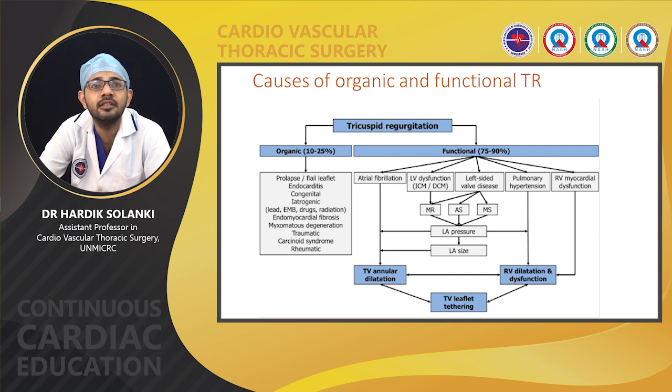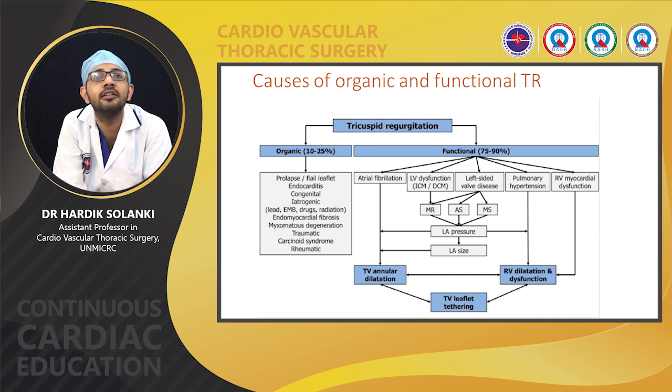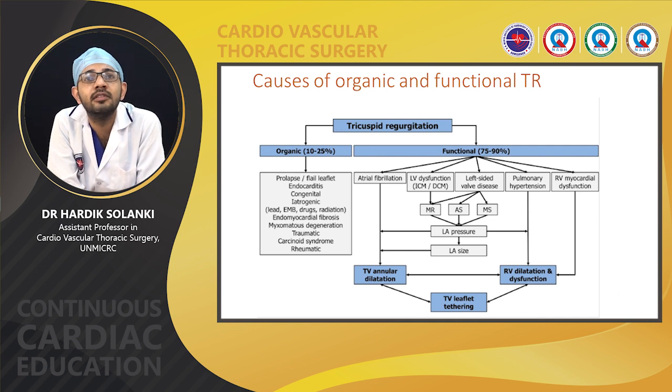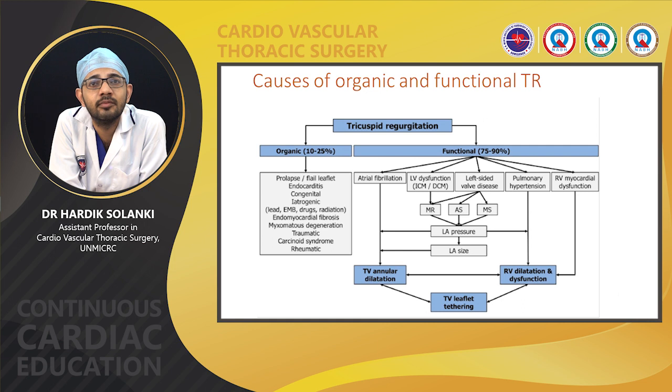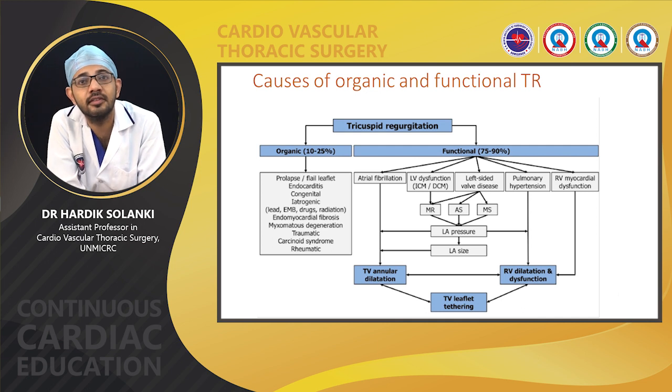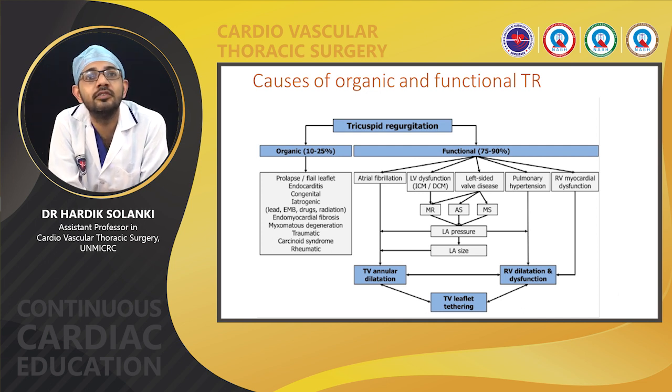In functional TR, as we said, it occurs due to LV dysfunction or left-sided valve diseases such as aortic stenosis, mitral stenosis and mitral regurgitation, which lead to increased LA pressure and increased LA size, which in turn leads to RV dysfunction, tricuspid valve annular dilatation and tricuspid valve leaflet tethering.